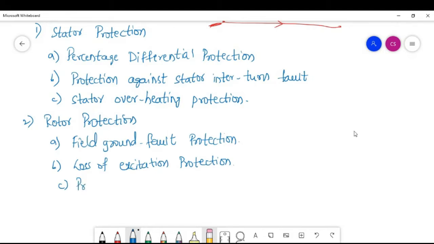Protection against rotor overheating. Not only the stator, the rotor will also get overheated. So these three will come under the rotor protection. Field ground fault protection. And the next one, if there is any loss of excitation, then how we are going to protect the rotor windings. That is loss of excitation protection and protection against rotor overheating.